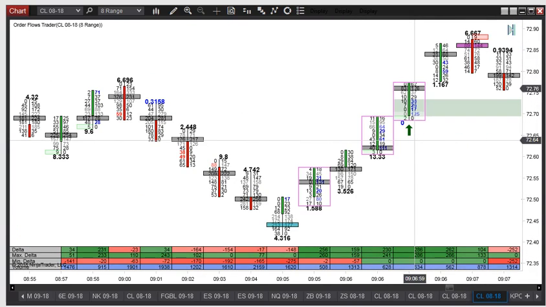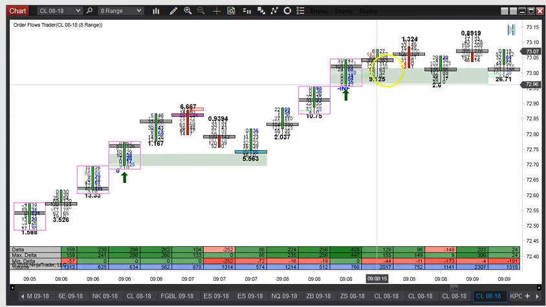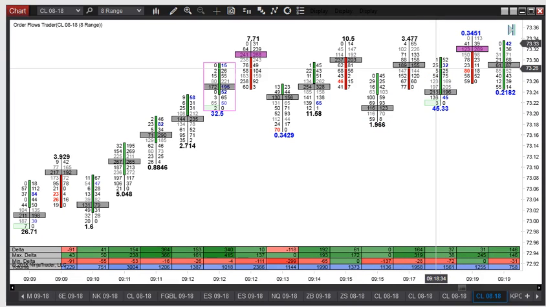Here, another prominent point of control. Market rallies up to an area where you got prominent point of control for resistance, down to an area where it's supportive again, and the market goes back up. Then we just sort of go sideways in here.